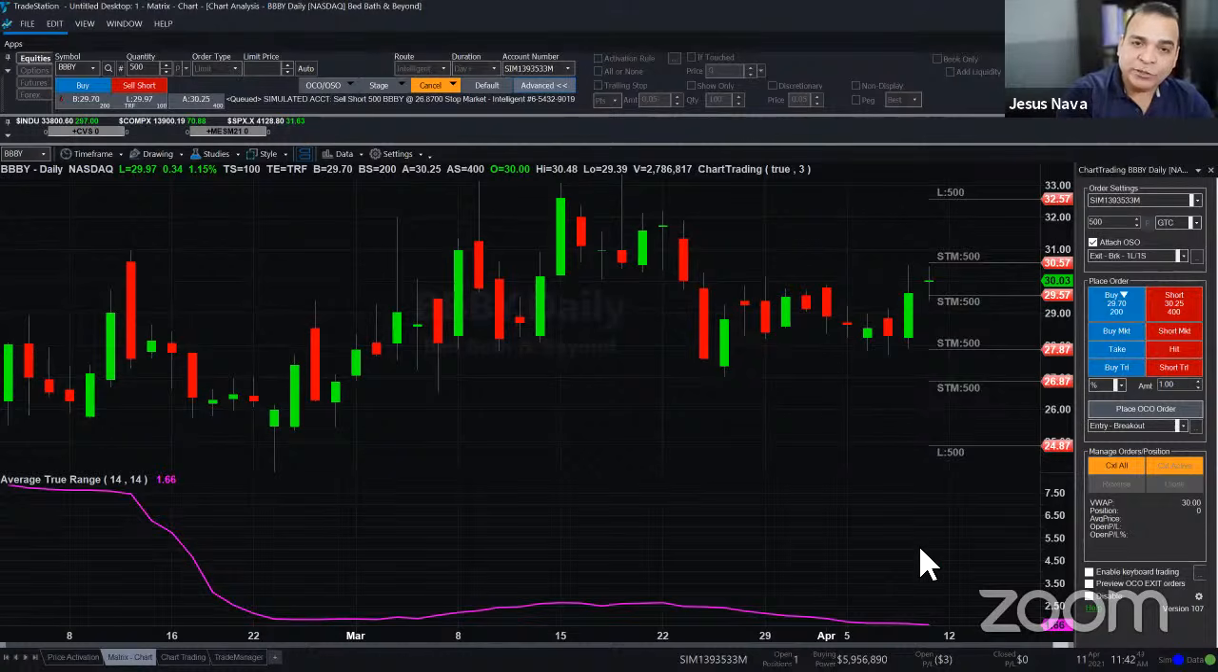I have my entry order. If it breaks resistance, it'll go long. And if it goes long, it'll cancel everything on the short side. But in this case, if Bed Bath & Beyond goes down and breaks support, it'll go short. It'll cancel all my long setup, and it'll be short. But not only that, it has your profit targets and your stop losses in place as well. I find that to be very useful.